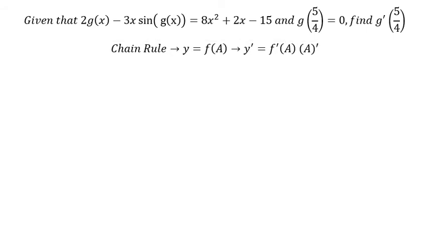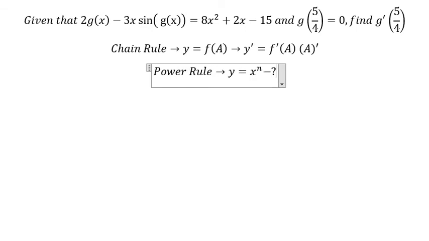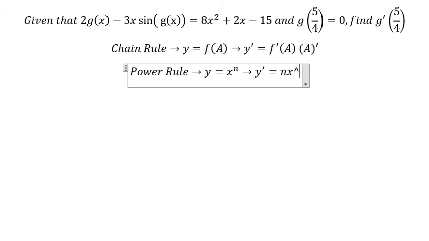The second one is the power rule. When y equals s to the power of n, if we take the derivative, we have n s to the power of n minus 1.